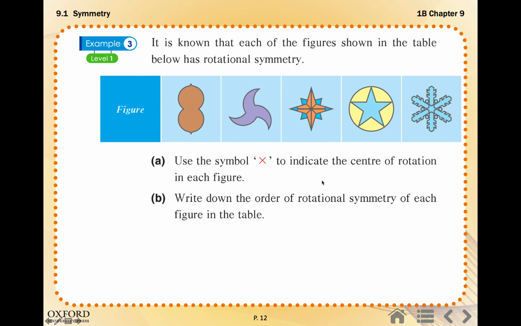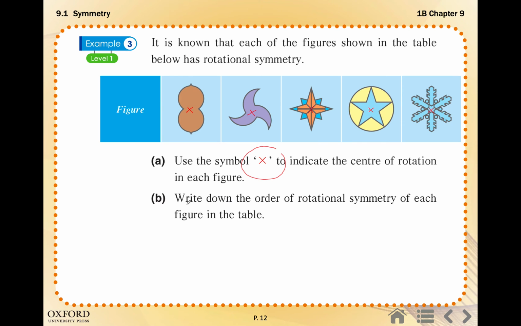And then this is another example. For example 3, you have to identify where the center of rotation is, and then you also need to write down the order of rotational symmetry. I think it's very easy to mark the center of rotation, and we always use a cross to mark it. For all of the figures, it's very easy. Mark a cross here, mark a cross here. This is the center of rotation, the center point of the figure. It's very easy to mark it.